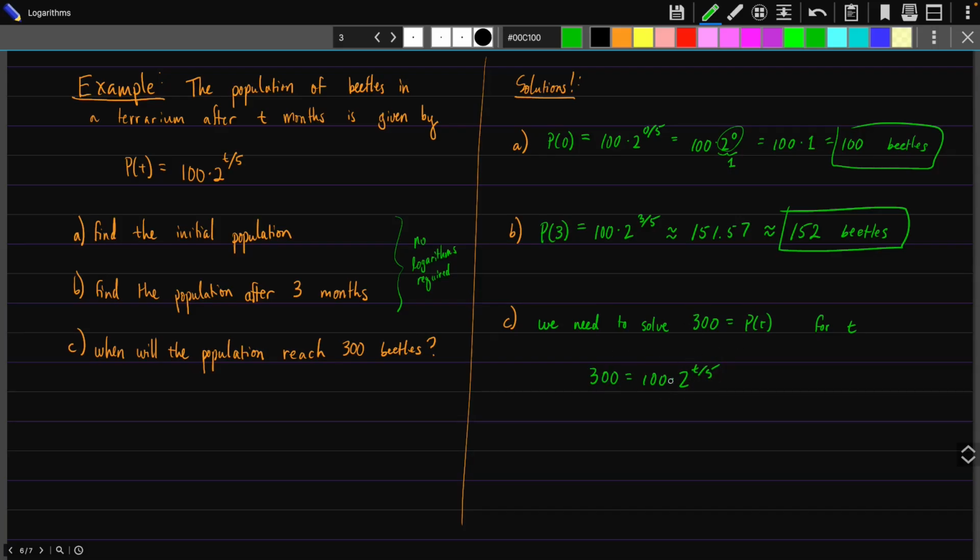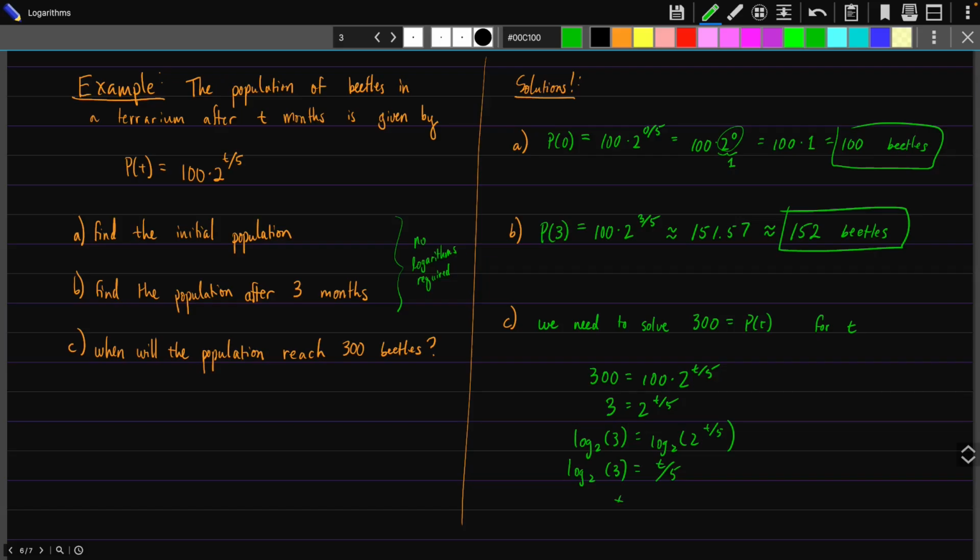So if I divide both sides by 100, I get 3 equals 2 to the t over 5. If I take the logarithm to base 2 of both sides of this, I get log base 2 of 3 equals log base 2 of 2 to the t over 5. Now, log base 2 of 2 to the t over 5 is just t over 5, right? Because the logarithm cancels out the base of the exponential. So I get t over 5 equals log base 2 of 3.